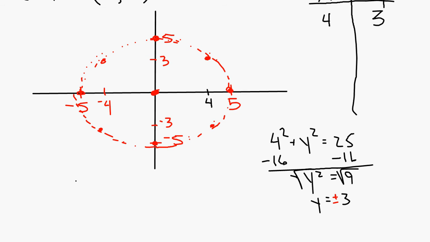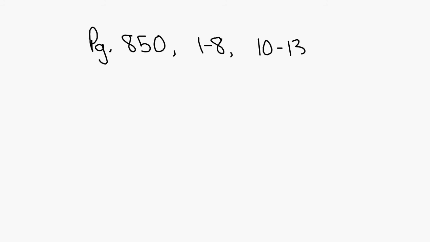Okay, so your assignment for today, page 850. So are we turning in the work now? I don't know. Do it on a separate sheet of paper in case I feel like collecting it. How's that? That sounds good. Thanks. I appreciate it. On page 850, do 1 through 8, and then 10 through 13. On a separate sheet of paper so you don't lose your notes if I collect them.